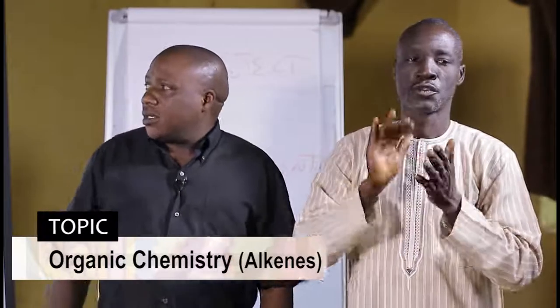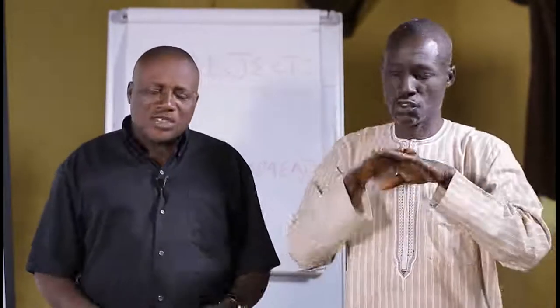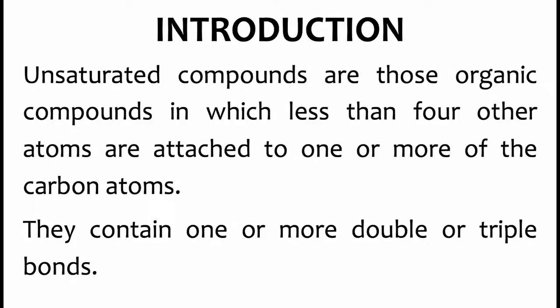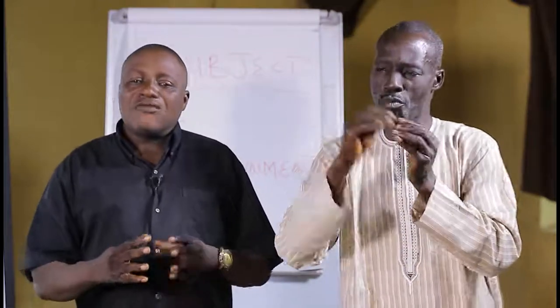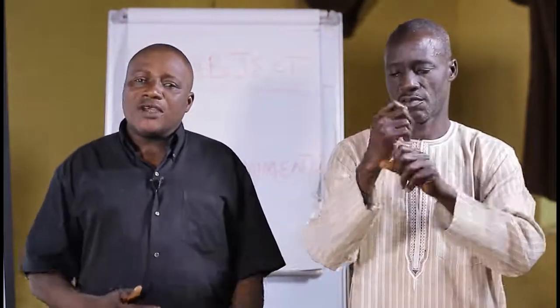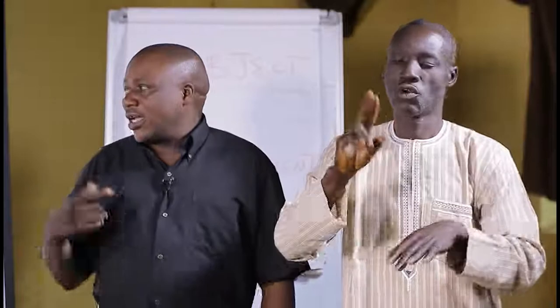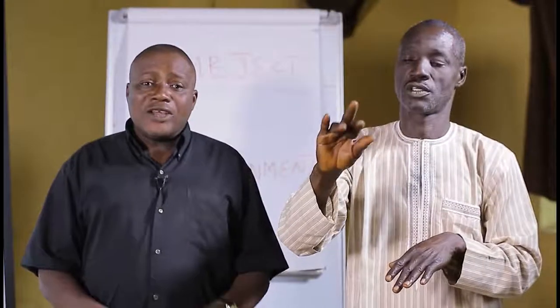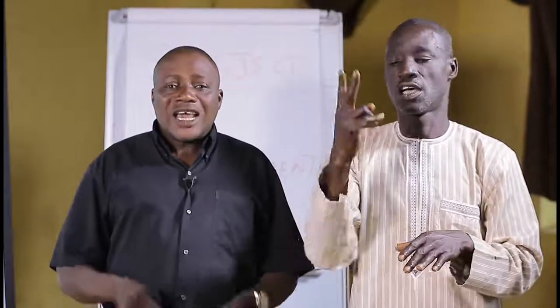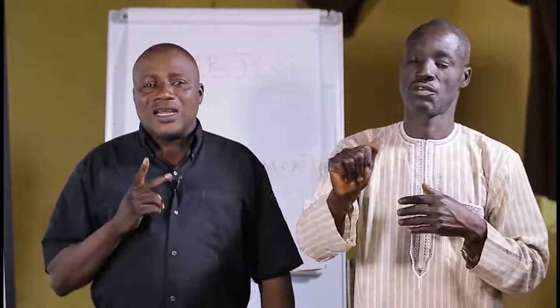To start with, let us look at what unsaturated hydrocarbons are. Unsaturated hydrocarbons are compounds in which less than four other atoms are attached to one or more of the carbon atoms. They contain one or more double bonds within the carbon atoms that form their bonds. And that is why they are called unsaturated hydrocarbons. These unsaturated hydrocarbons are two: we have the alkenes and the alkynes.